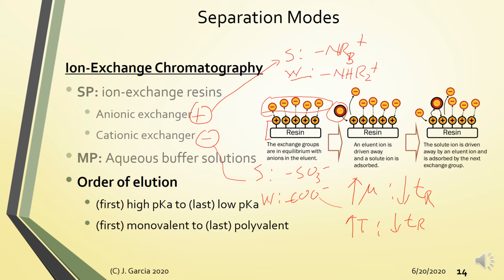Also, the type of the counter ion, the salt added into the mobile phase, will also affect your retention time. If you're using strongly adsorbing ions, then the analyte will elute rapidly, so shorter retention time, because it will be more difficult for the analyte to compete with the mobile phase counter ion. Vice versa, if you're using a weakly adsorbing counter ion in the mobile phase, then the retention time for the analyte would be higher, because it's easier for the analyte to dislodge or compete with the counter ion. So again, this is your ion exchange chromatography.